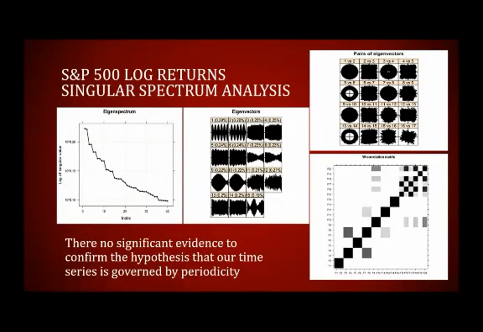The second visual diagnostic plots eigenvectors corresponding to the singular values along the Eigen spectrum. Each eigenvector is the time series representation of the dynamics captured in the corresponding eigentriplet. Paired eigenvectors associated with potential harmonic oscillations oscillate with identical frequency in phase quadrature. The paired eigenvectors associated with the potential harmonic oscillations in the SP500 log return eigenspectrum, 1, 2, 3, 4, and 5, 6, oscillate at the identical frequency in phase quadrature, providing evidence for the harmonics.